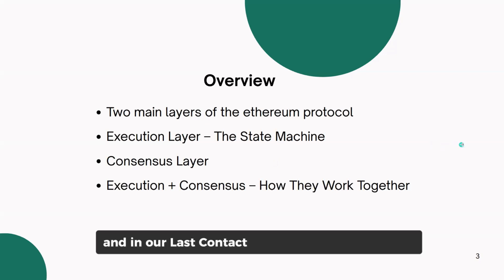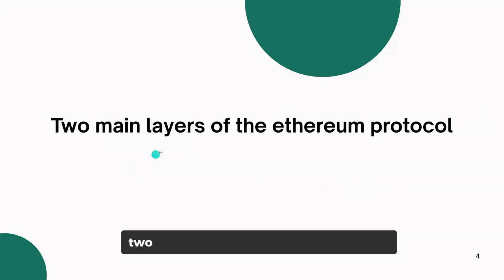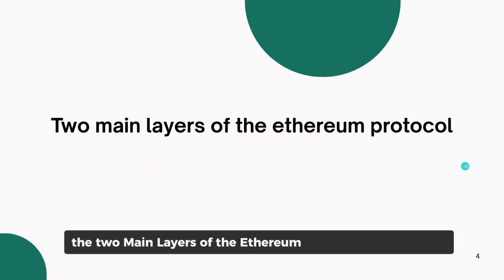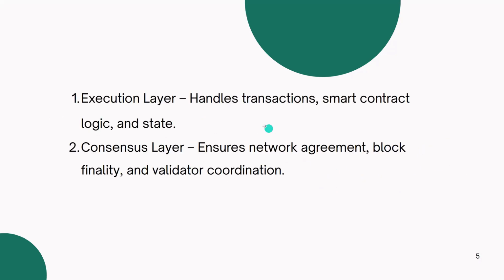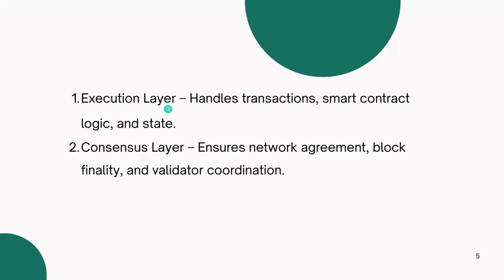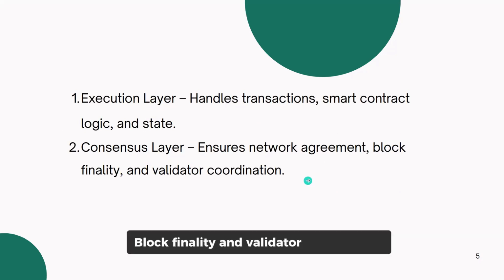And in our last session, we established that the blockchain protocol we'll be emphasizing is the Ethereum blockchain protocol. All right, so what are the two main layers of the Ethereum protocol? Basically, we have the execution layer and the consensus layer. The execution layer handles transactions, smart contract logic, and state. And the consensus layer ensures network agreement, block finality, and validators coordination.